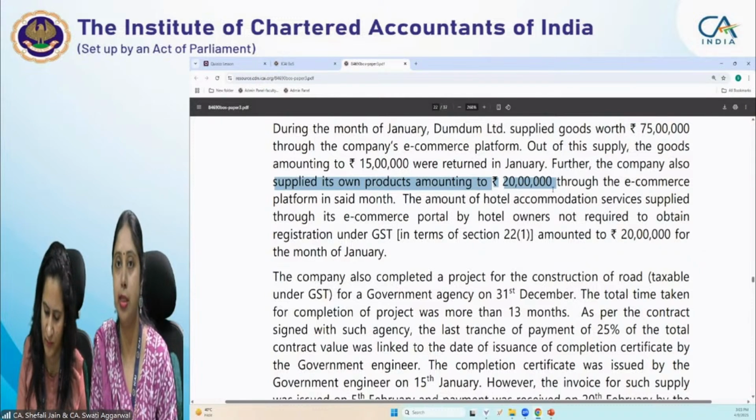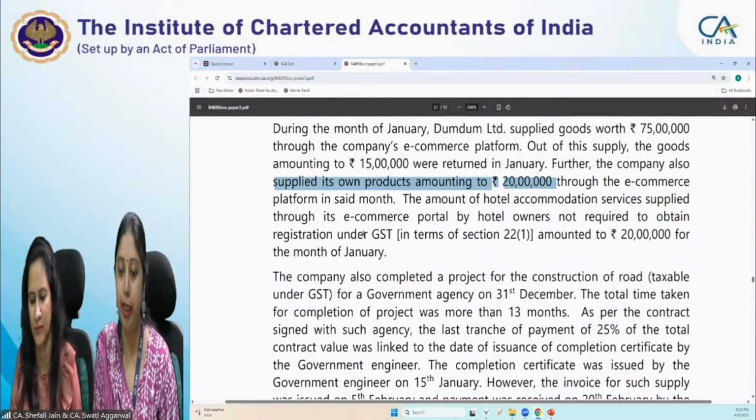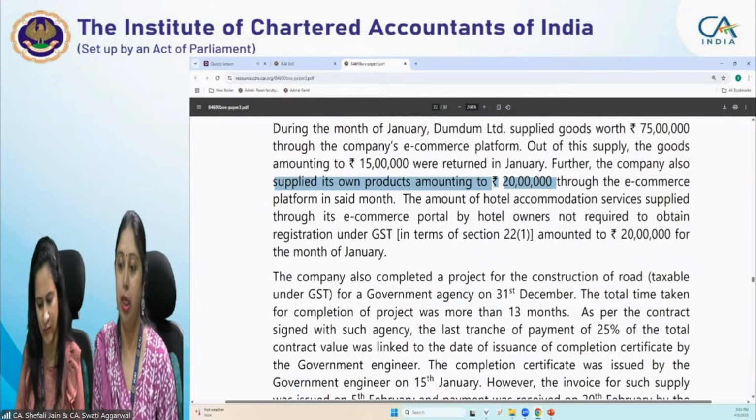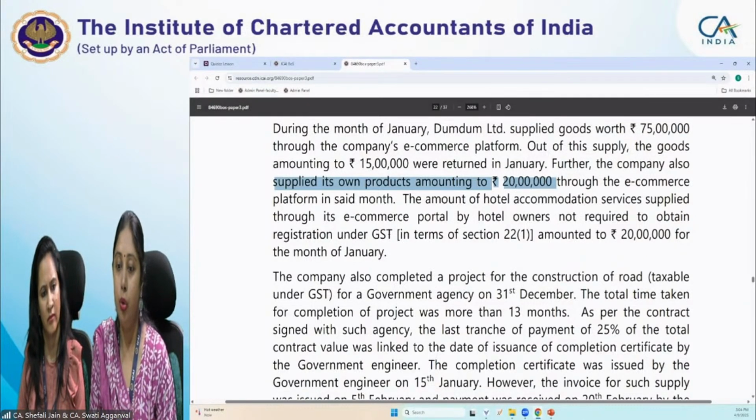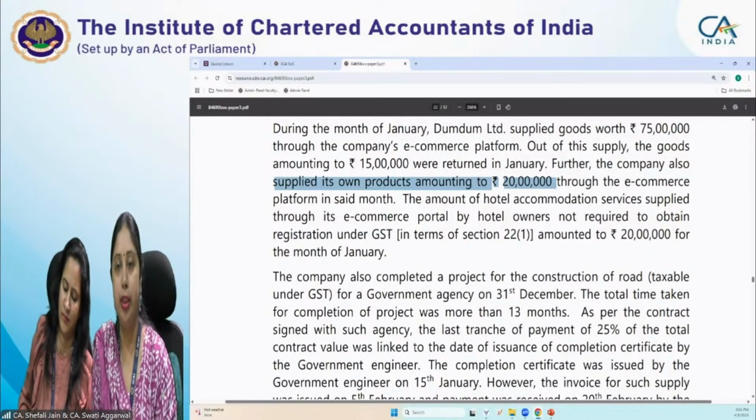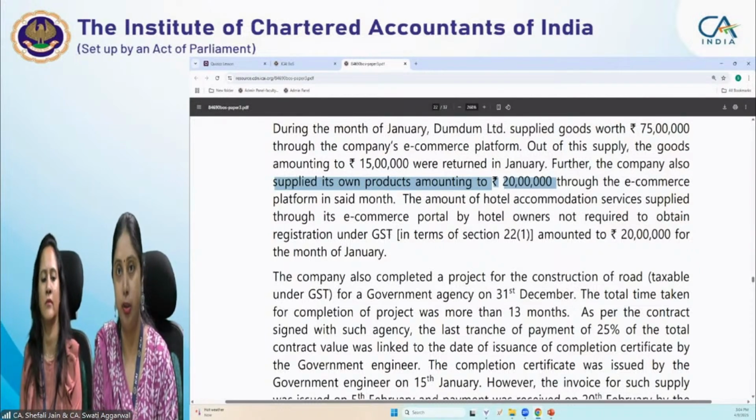Through its portal, it supplied goods worth 20 lakh on its own account, where no other supplier was involved. And the third is the amount of hotel accommodation services supplied through this e-commerce portal by hotel owners not required to obtain registration. There were some other hotel owners who supplied accommodation services. First of all, it supplied goods, 75 lakh, of which 15 lakh were returned. Then it supplied some products on its own account. And third came the services of accommodation provided by the hotel owners, which amounted to rupees 20 lakhs.